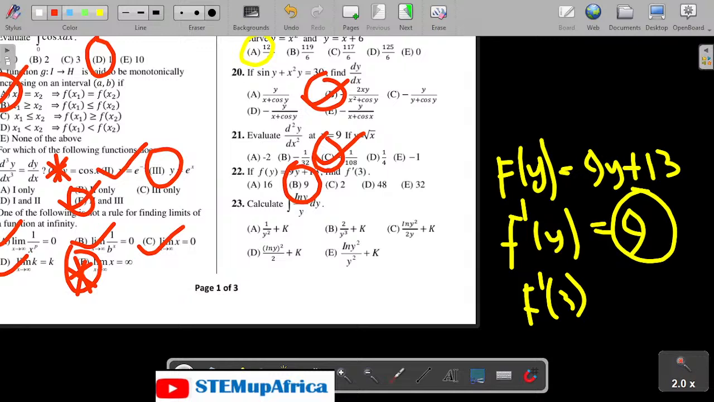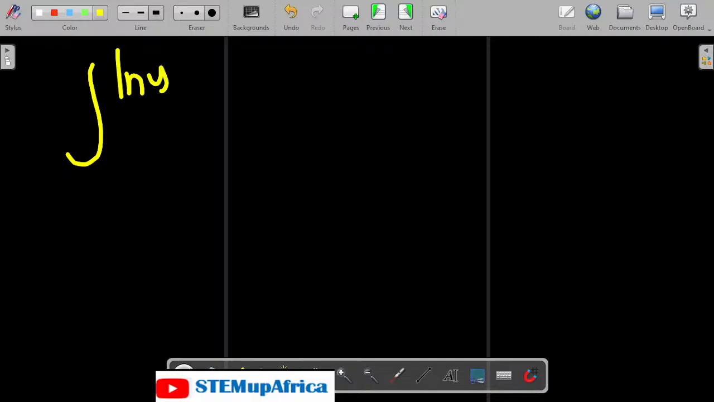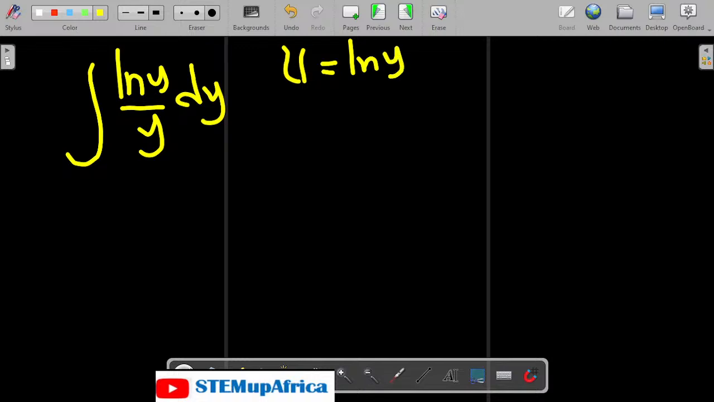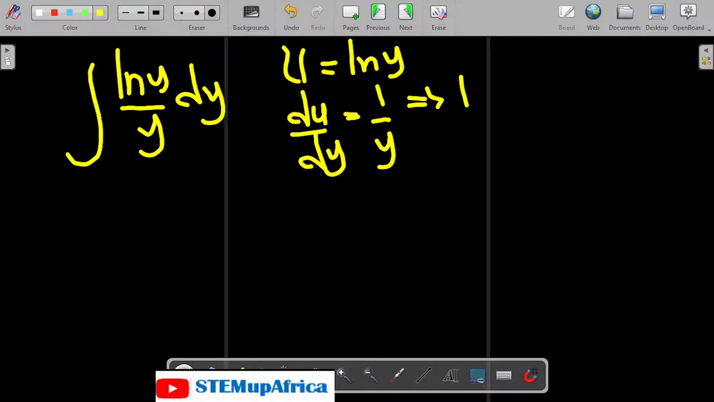So let us integrate number 23. We are given to integrate ln y over y dy. Anytime you see integration like this, always take the complex variable as your u. The complex variable here is ln y. So I will say u equals ln y. I'll differentiate it. du/dy will give me 1 over y. So let me make dy the subject. My dy will give me y du.